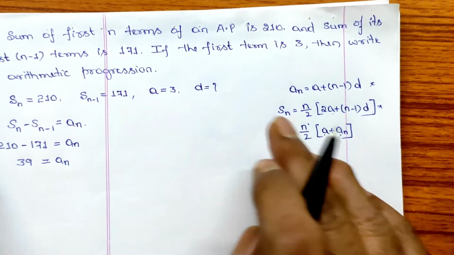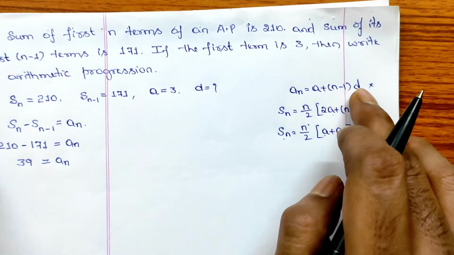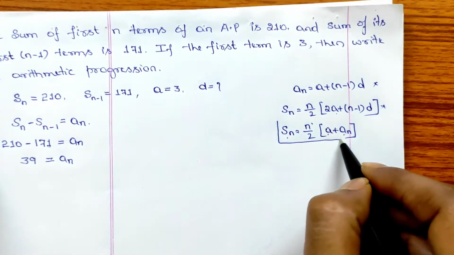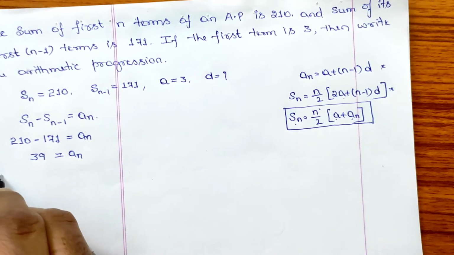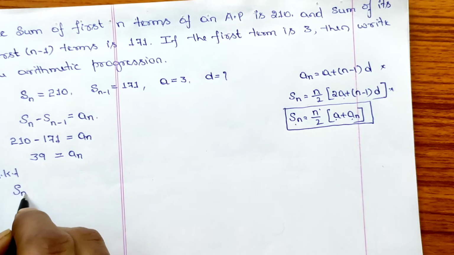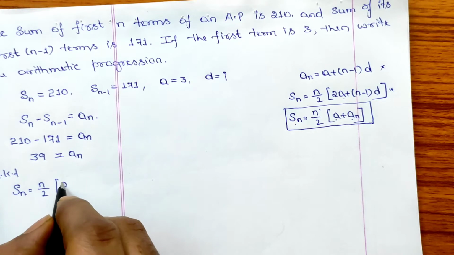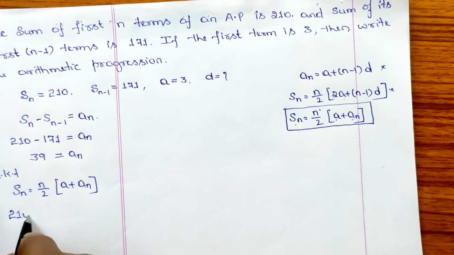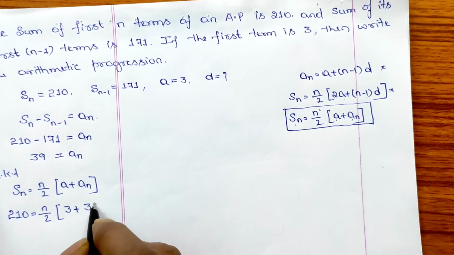Later we can find D by using the first formula, that is an is equal to a plus n minus 1 into D, after finding n. So let us use this formula now. These are very important relations. We know that Sn is equal to n by 2 into a plus an. Sn is 210, equal to n by 2 as it is, a is 3 plus an is 39.